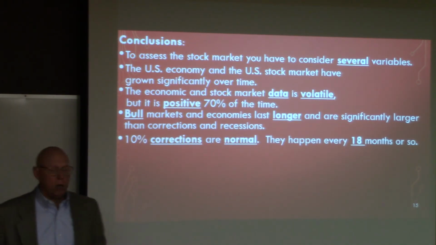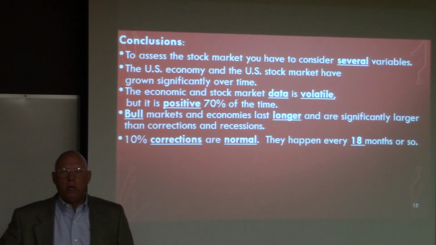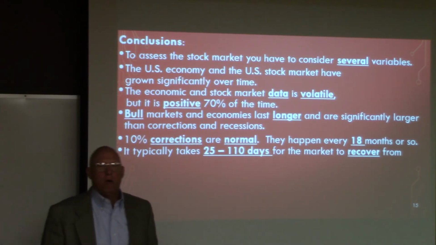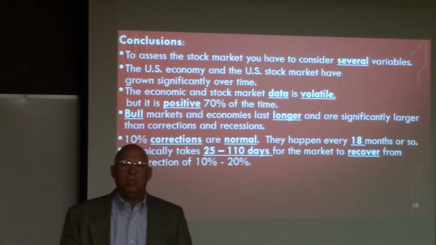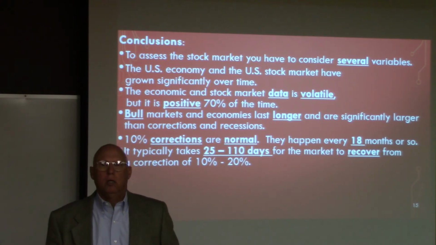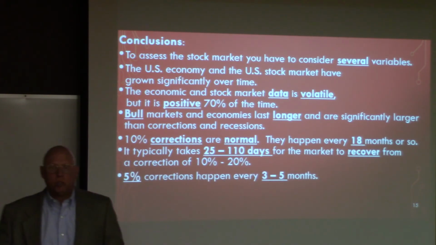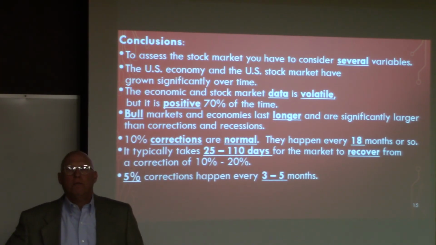10% corrections in the market are very normal. They happen about every 18 months or so. We've gone a few years without one. It typically takes between 25 and 110 days for the market to recover from a correction of between 10 and 20%. So it takes 3 to 4 months for the market to recover. That's not too bad. 5% corrections happen every 3 to 5 months. These statistics are very important. You need to know and understand these statistics so that you can share them with other people so that people don't make mistakes with their investments.